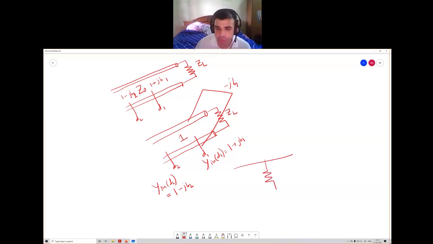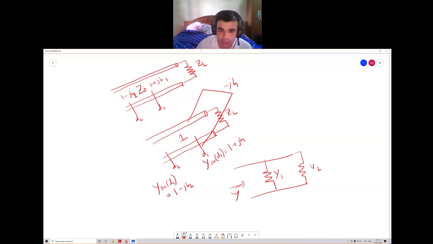If I have two admittances in parallel whose values are Y1 and Y2, what is the equivalent admittance of the circuit? Y1 plus Y2, absolutely. There is the advantage of working with admittances, because parallel admittances add up. That is the reason we are dealing with admittances.